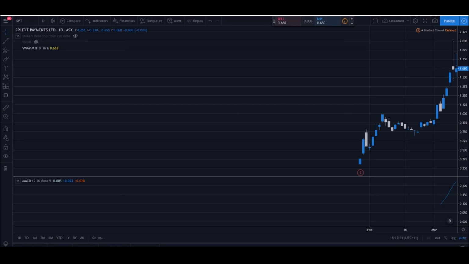Now, I don't want the takeaway piece of information to be that it's not worth reading financial documents. It certainly is. It's just in this use case, in this specific case, hype and momentum and the story that drove Splitit payments was far, far more impactful than any financial pieces of information.